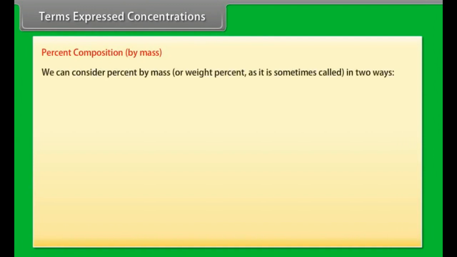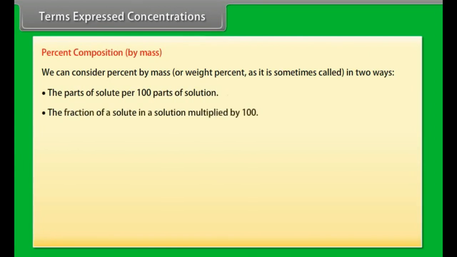We can consider percent by mass, or weight percent as it is sometimes called, in 2 ways. The parts of solute per 100 parts of solution. The fraction of a solute in a solution multiplied by 100. Percentage by mass is equal to mass of solute upon mass of solution into 100.